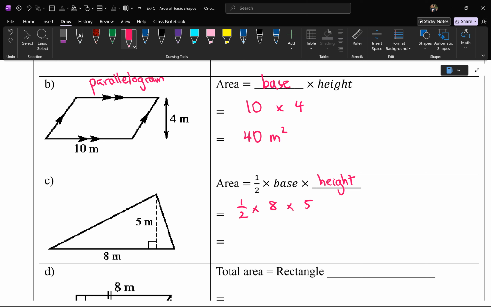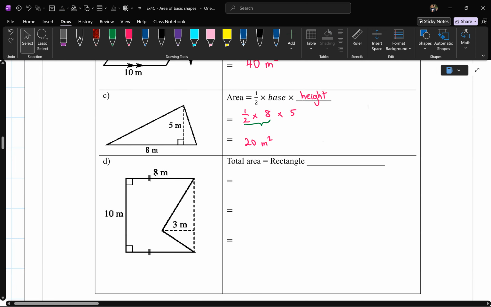Let's work it out. Half of 8, Bo. Half of 8? 4. So 4 times 5 gives you 20, but you don't leave your answers 20. Squared what? Square meters. Squared meters. Very good, Leon. So the answer is 20 squared meters. Very good.